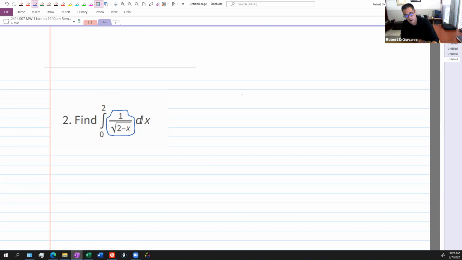Well, I know that when it comes to the square root of 2 minus x, that's the denominator, right? That can't be 0. But along with that, I know that 2 minus x has to be a positive number, right? Let's say greater than or equal to 0. So by itself, 2 minus x can't be negative, or else I'll take a square root of a negative. So I need to make sure that what's underneath the radical is positive.